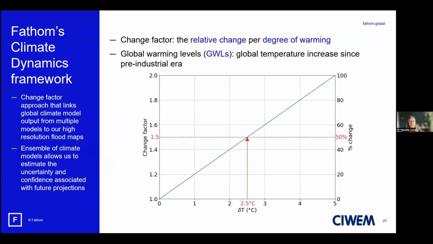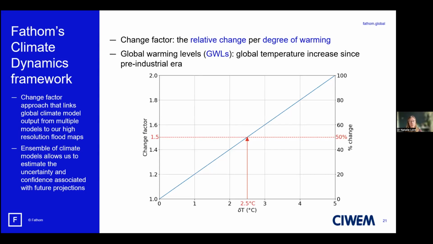So we calculate change factors for different levels of global warming, as Nans has referred to earlier. And this gives us full flexibility in which emission scenarios and future time periods we can produce flood hazard data for, because we map any scenarios or time periods that we might be interested in to the level of global warming that has occurred for that scenario, and then produce our future flood data based on that warming level. So as a simple example, if we look at the plot on the right-hand side of the slide, we can follow the red arrow vertically upwards to see that a global warming level of 2.5 degrees C results in a change factor of 1.5.